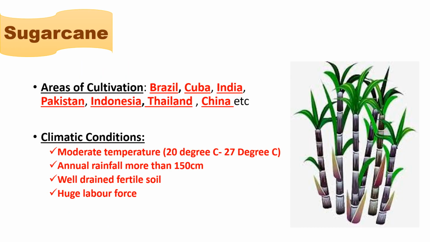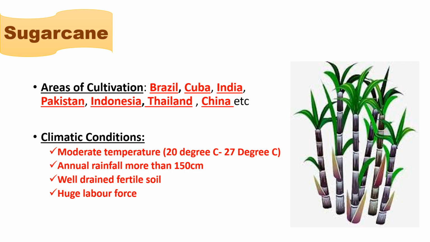Now the next one is sugarcane. Areas of sugarcane cultivation are Brazil, Cuba, India, Pakistan, Indonesia, Thailand, and China. So these are the countries where sugarcane is cultivated, and they are the important areas of sugarcane cultivation. Cuba is also known as the sugar bowl of the world.